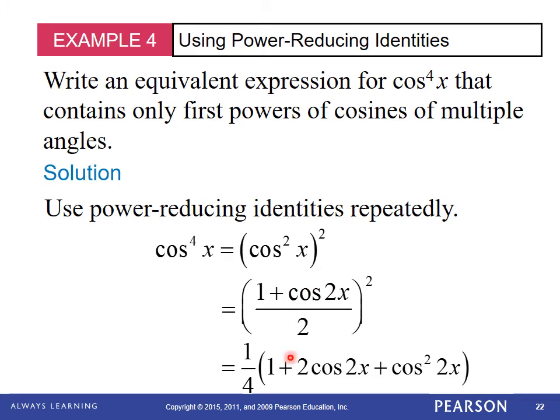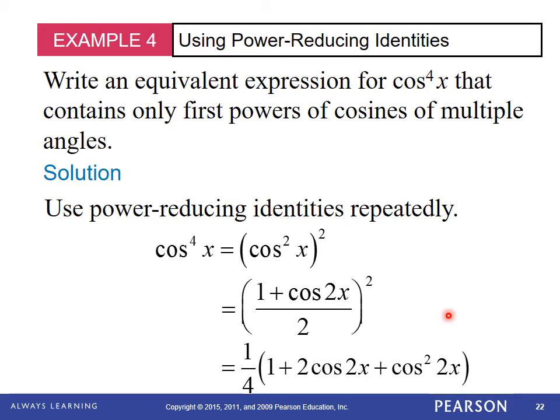So here's the way it works out. This little guy becomes a 4, and we sort of scoot down in front as not to bother us later. As you multiply this times itself, 1 times 1 is 1. The middle terms get doubled. There's your 2 cosine 2x. And the last term gets squared.